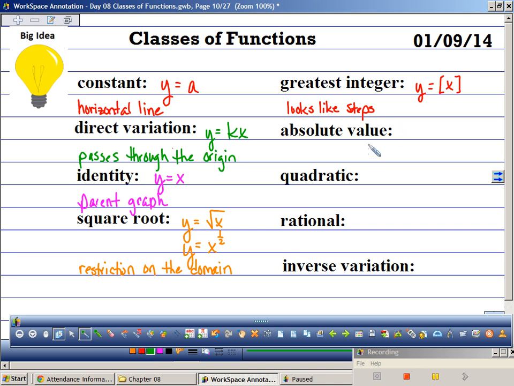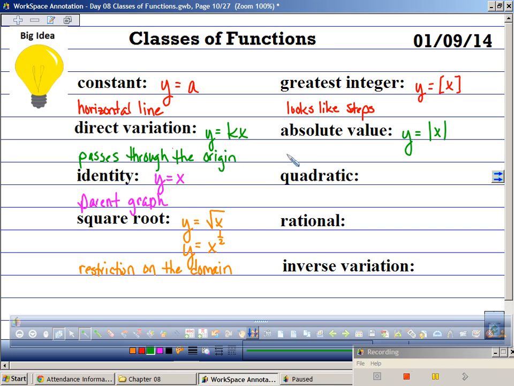Absolute value function. Y equals X with absolute value signs around it. How would we describe that? It looks like a V. I like how specific he is. V shape.